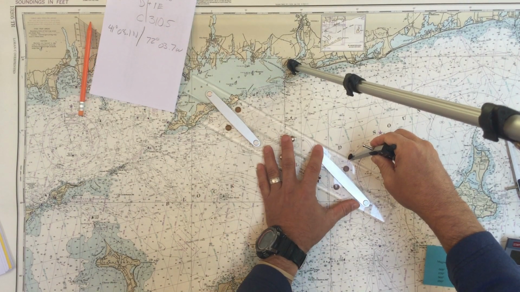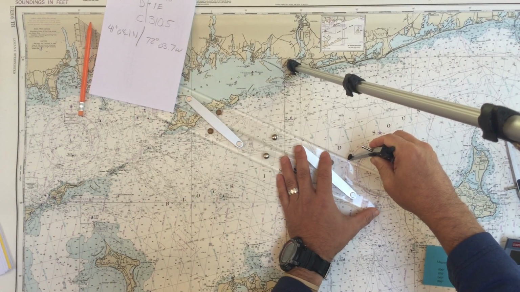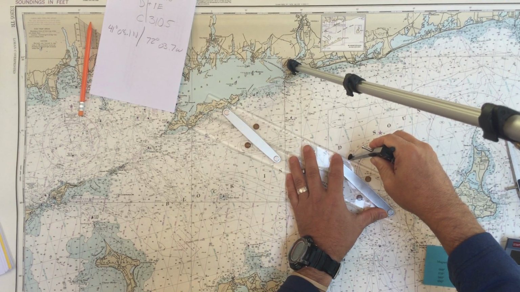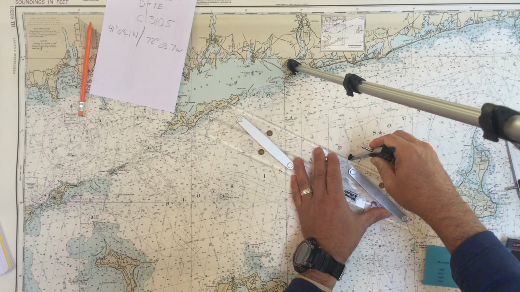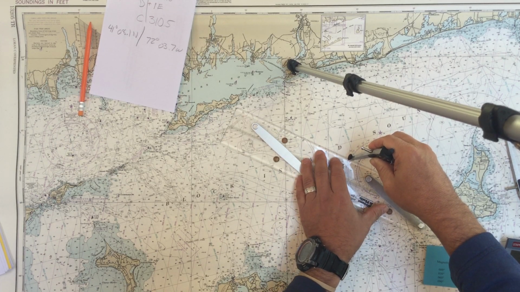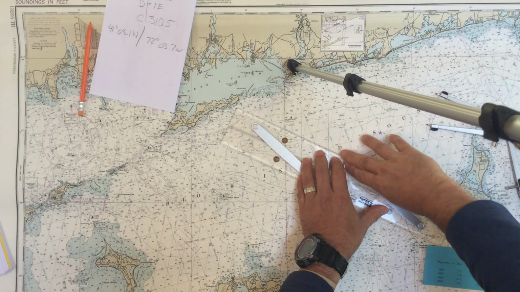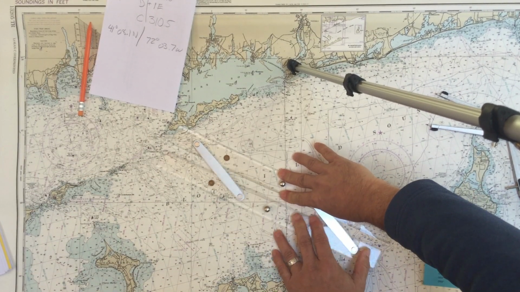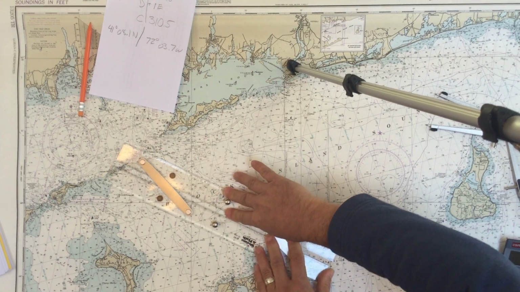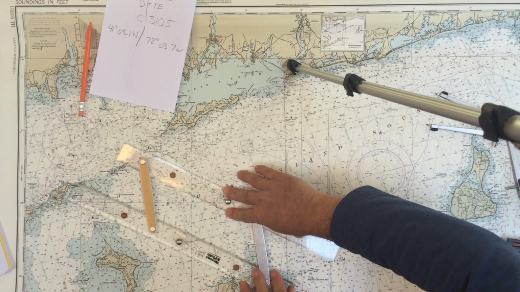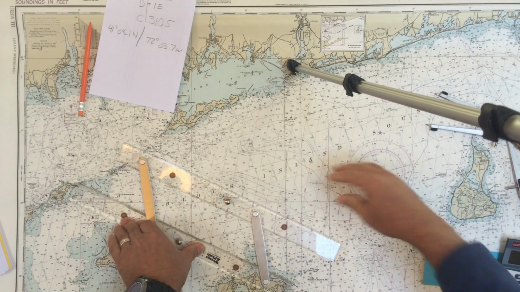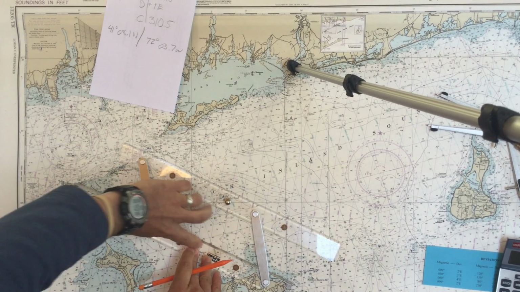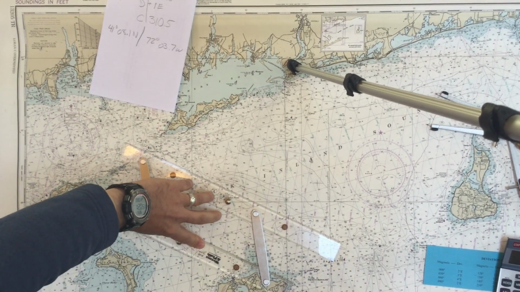I'm going to set my parallel rules against it. All right, I am on 296. Now I'm going to walk that over to my starting point. Hopefully you can see me, and my head is hopefully not in the way. There's number 1, close aboard. Okay, I feel like I'm good. So I'm going to draw that line. Okay, so that is 296.